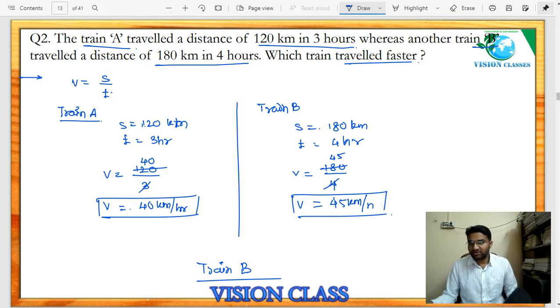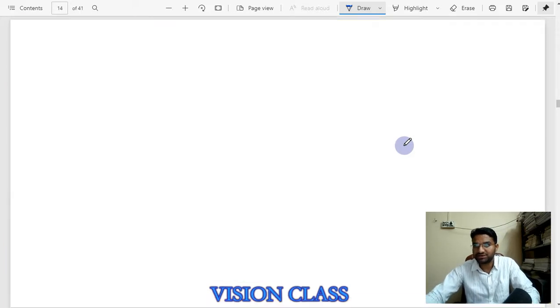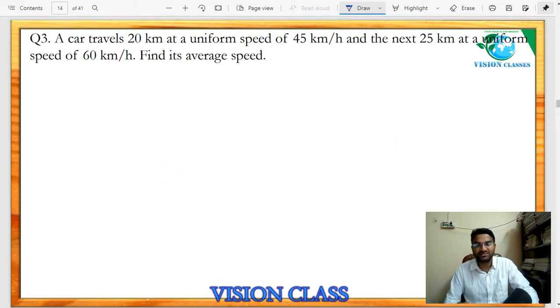Here we used the concept of speed, right? This concept of speed is used to compare which moving object is faster or slower, right?